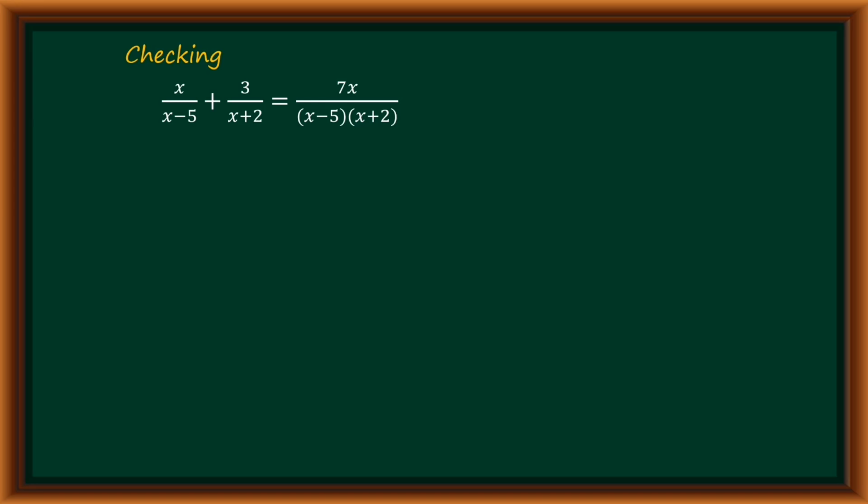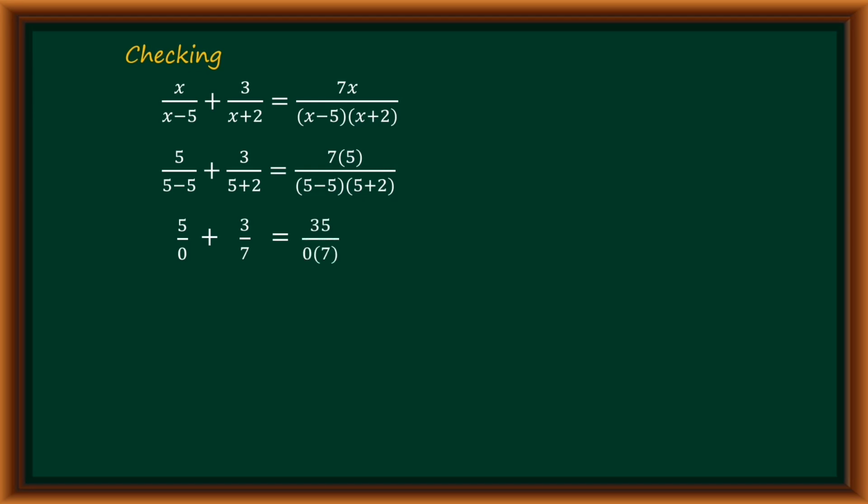Let us replace the value of x by 5. So we have 5 over 5 minus 5 plus 3 over 5 plus 2 is equal to 7 times the quantity 5 all over the quantity 5 minus 5 times the quantity 5 plus 2. Let us simplify. The first fraction, we have 5 over 0 plus, in the second one, we have 3 over 7 is equal to 35 over 0 times 7.